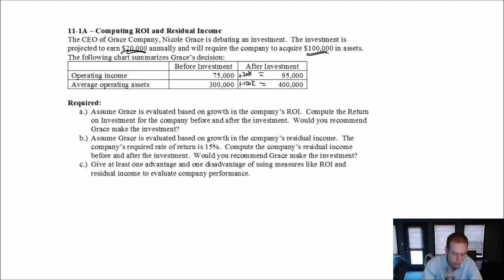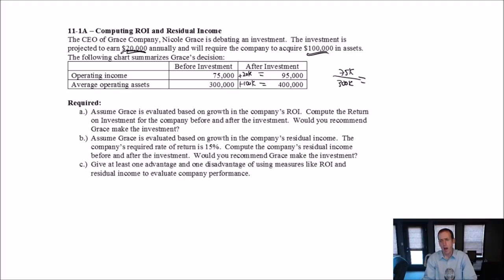Assume Grace is being evaluated based on growth in the company's ROI, which is a common summary measure to use, return on investment. So she's being measured based on whether her ROI is going up or going down. Will she take this deal, or should she? Well, let's compute the ROI before and after. The ROI before is $75,000, the operating income, divided by the average operating assets, $300,000.